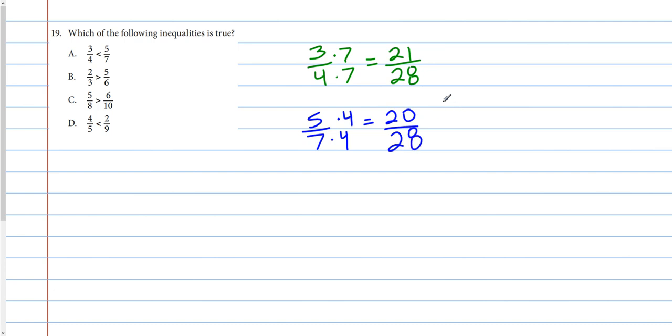And we need to compare these two. Remember the 3 over 4, 21 over 28 less than 20 over 28. No, 21's bigger. So that one we can eliminate. Right? That is not true. We go to the next one.